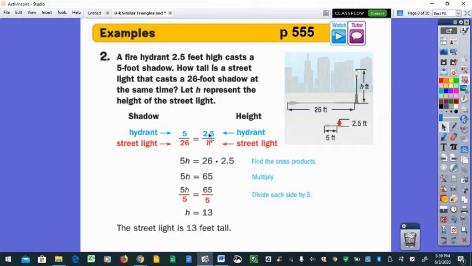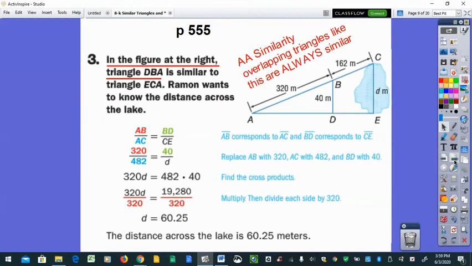And now when we come over here, we need the actual hydrant to the actual street light. And then we're going to do the cross products. 5H equals 26 times 2.5. We're going to multiply, and to solve this one-step equation, divide both sides by 5, and you can figure out that the lamppost is 13 feet tall without ever really measuring it, using shadow reckoning and indirect measurement.